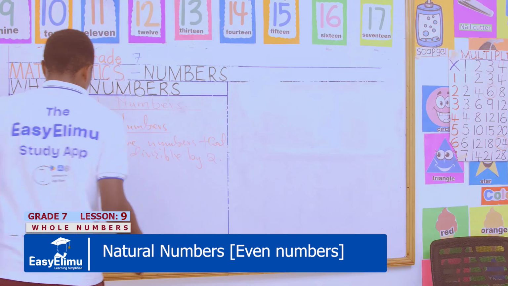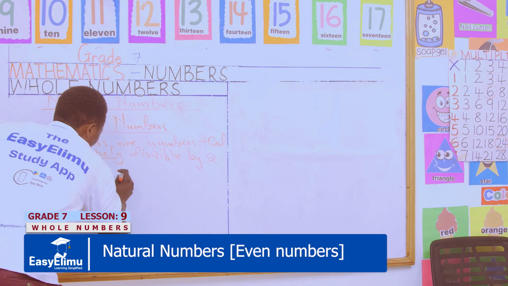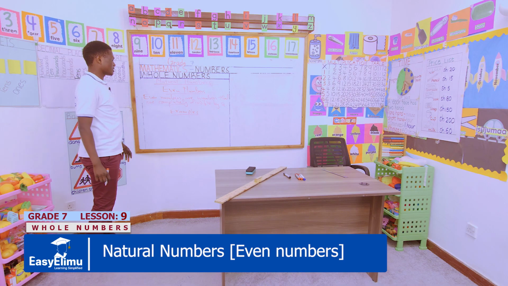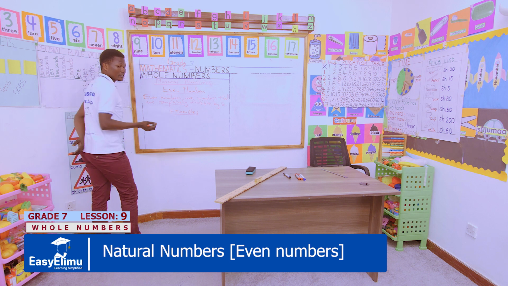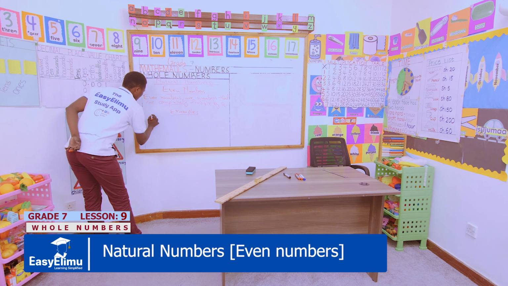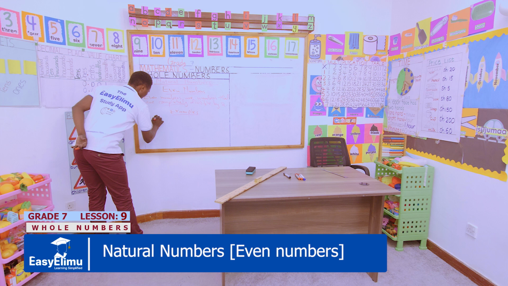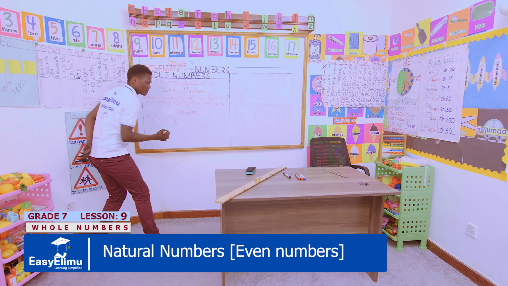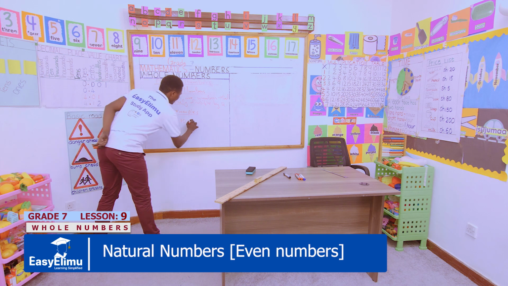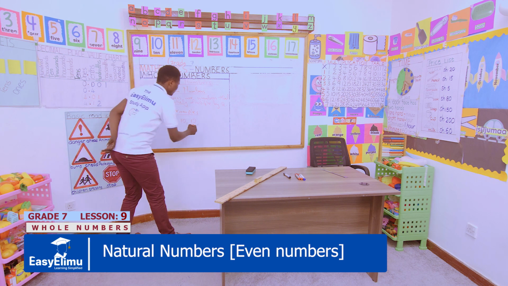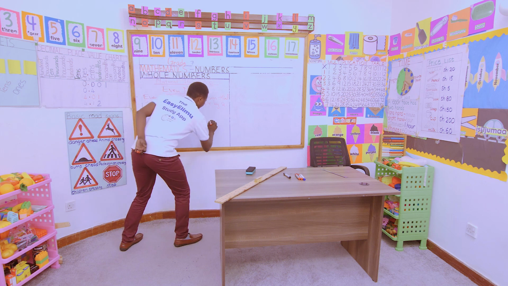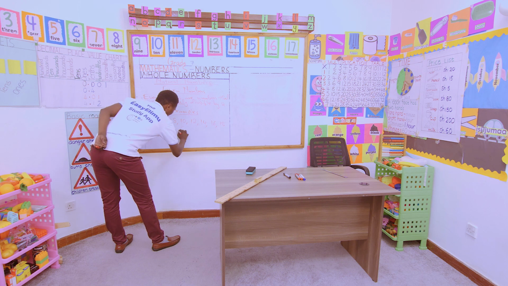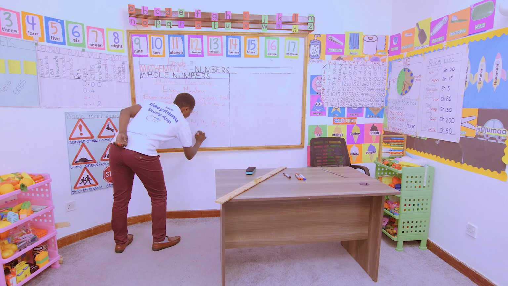So let us look at the examples of even numbers within the interval 1 to 20. Examples of even numbers. First one, Brian. Yeah, we have 2. Next, 4. Yes, 6. Yes, 8. After 8, of course, we have 10. We have 12. Yes, Christine, 14. Yes, 16, 18, and 20. So these are the first even numbers between the interval 1 to 20.